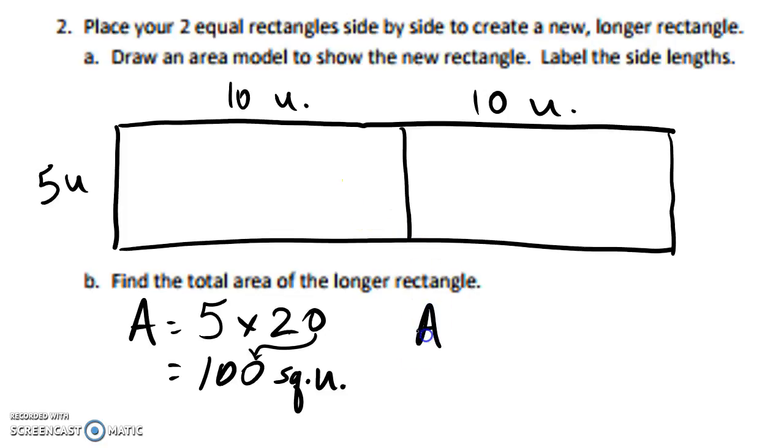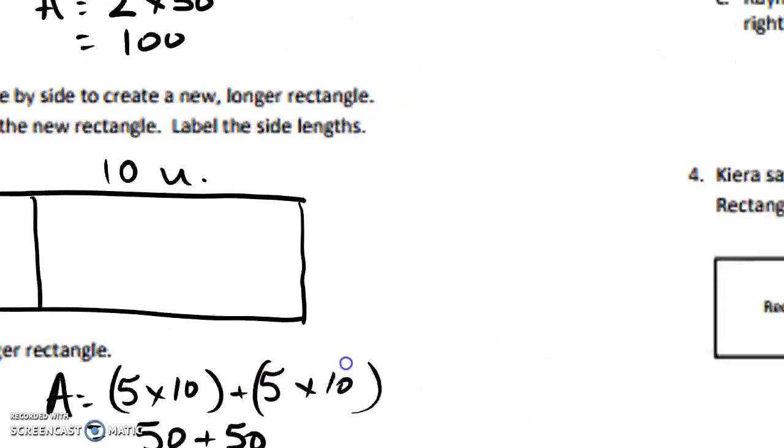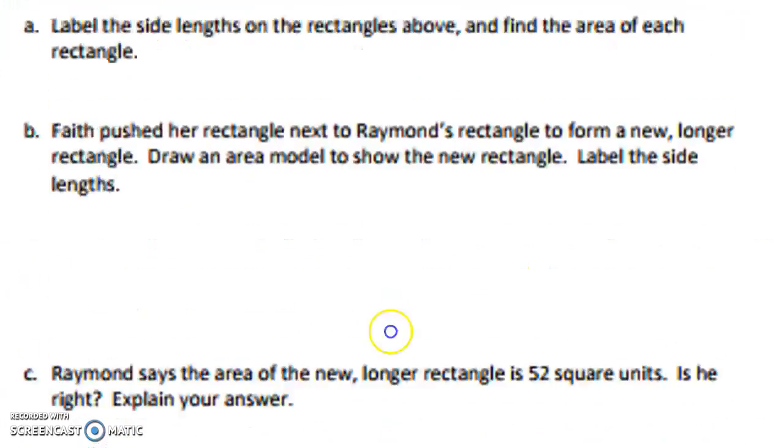Or we could say the area is equal to 5 times 10 plus 5 times 10, which equals 50 plus 50, which equals 100. Either way. Okay, that's problem number 2, smushing it together. All right, let's go to the next problem.